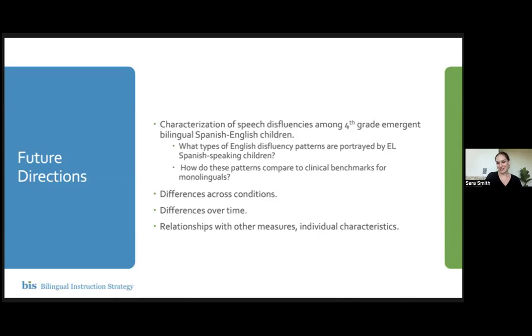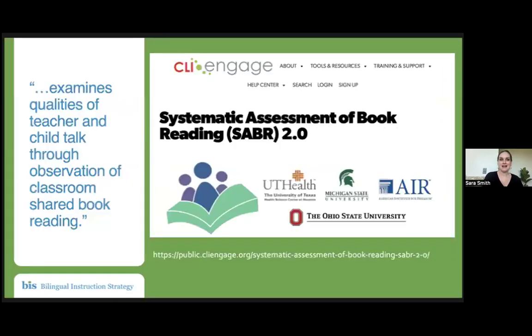One of the challenges for us, of course, with this project is that coding disfluencies requires highly trained coders, and it's extremely intensive for time. So that's sort of our constraints there. And the last coding system that I'll talk about is the SABRE coding system.